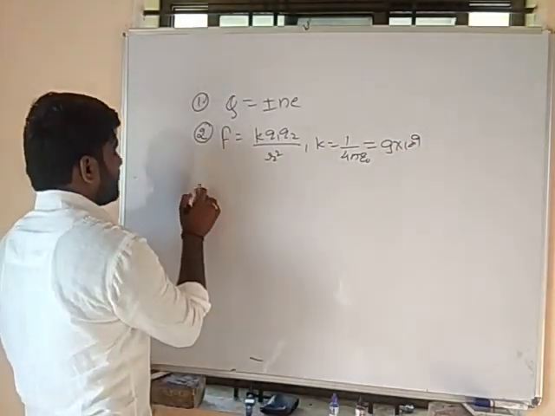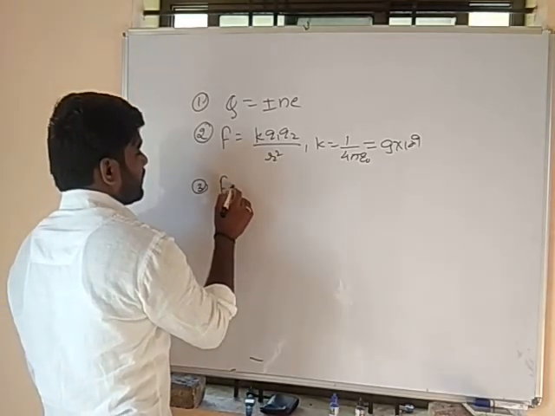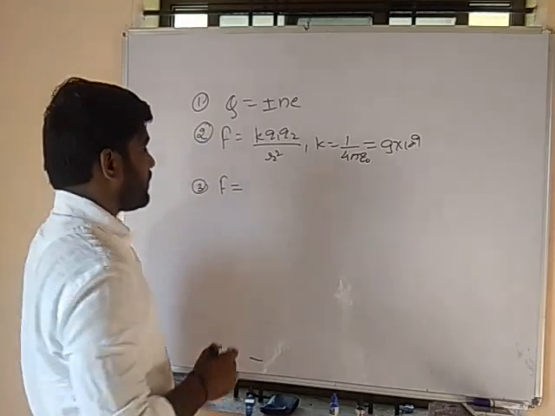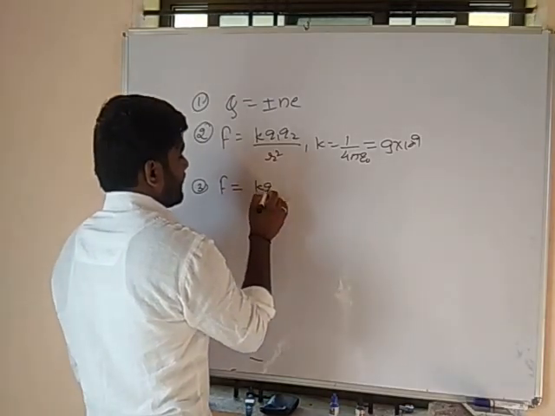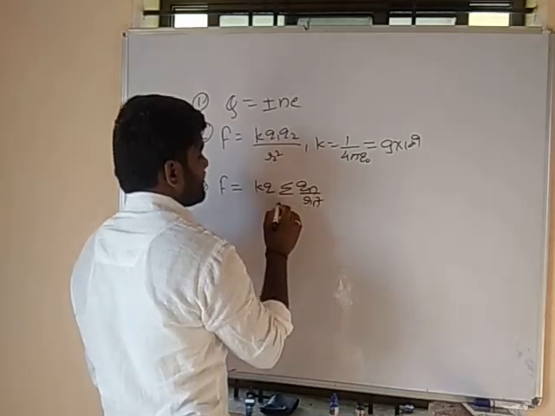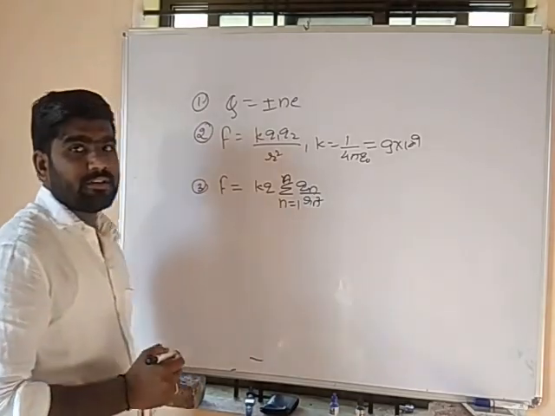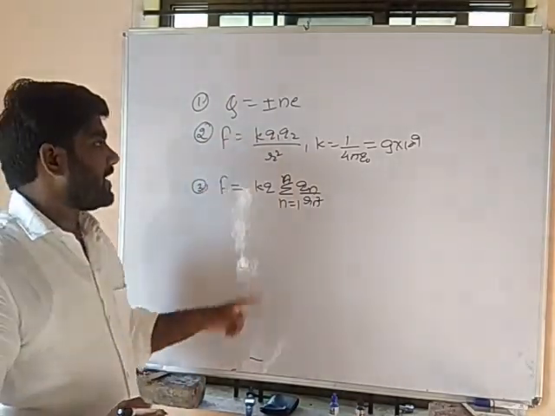Next, the third formula we require is F is equal to K Q summation of Qn divided by Rn square, where n is equal to 1 to n. So these are the very important formulas.